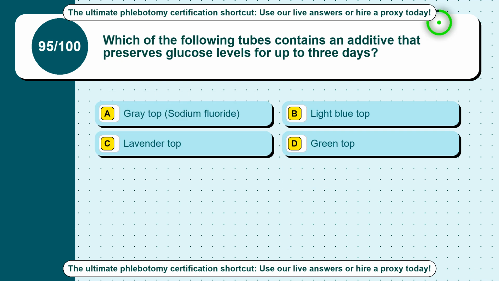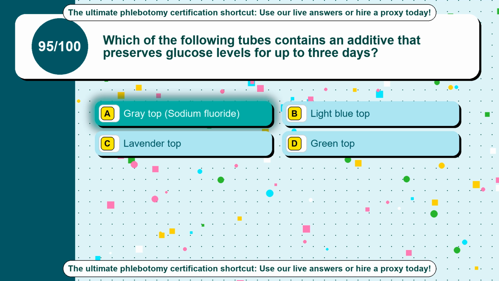Question 95. Which of the following tubes contains an additive that preserves glucose levels for up to 3 days? Option A, gray top, sodium fluoride. Option B, light blue top. Option C, lavender top. Option D, green top. The correct answer is option A, gray top, sodium fluoride.